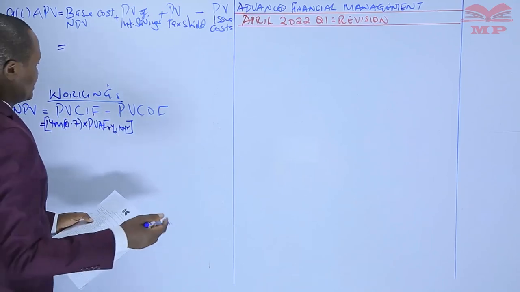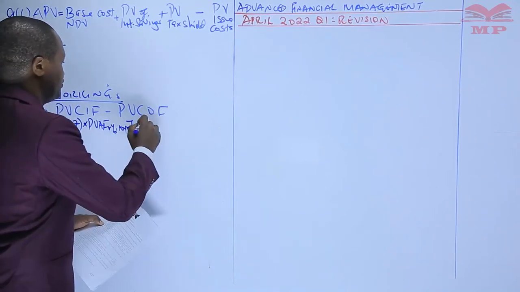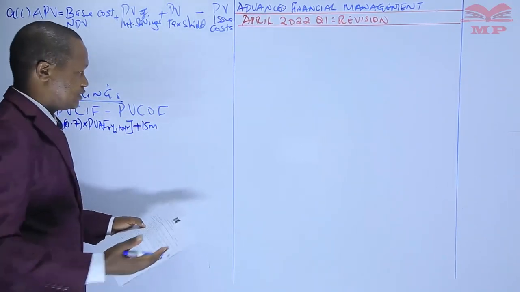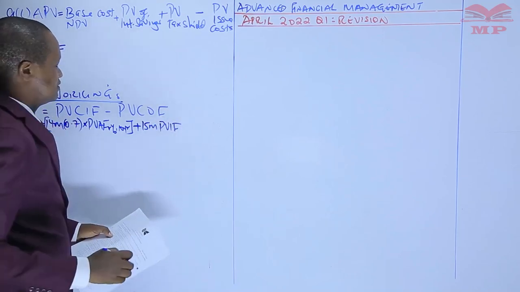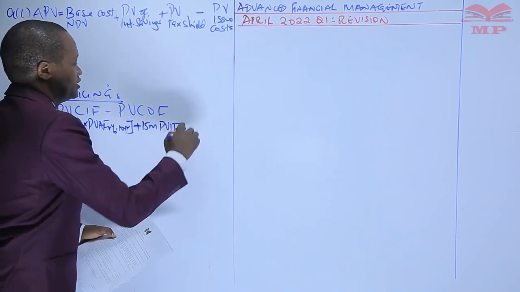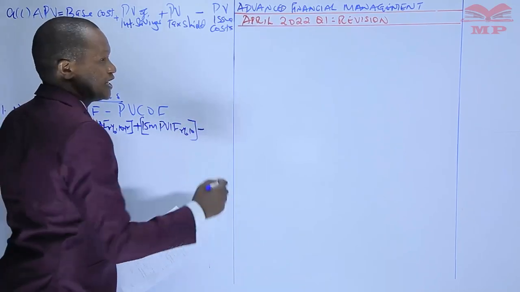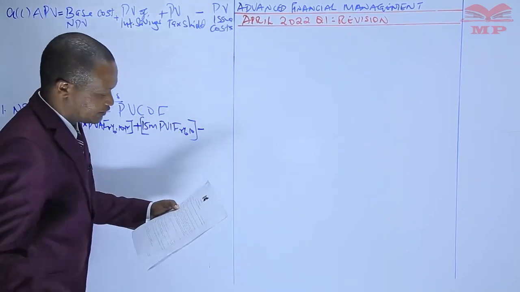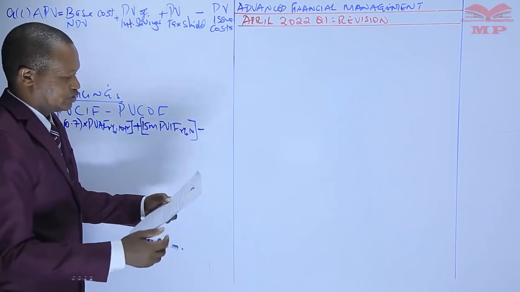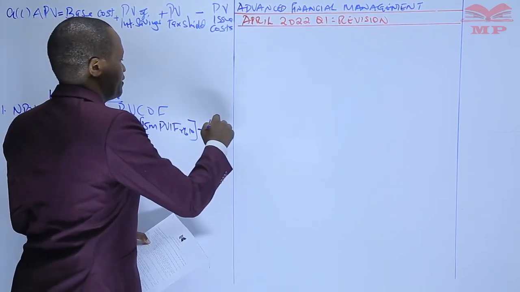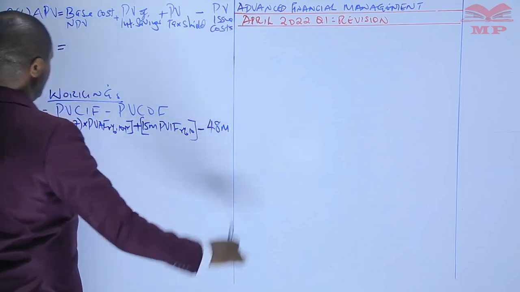The second inflow is the lump sum, the residue of 15 million. This is a lump sum that will be received after 10 years. So we multiply by the present value interest factor. We don't know the rate, but we know the years. So these two are the inflows, 10 years, minus the present value of cash outflow. The present value of the cash outflow is the 48 million shillings, which will be financed as shown in the question. So minus 48 million. So there are two cash inflows and one outflow.